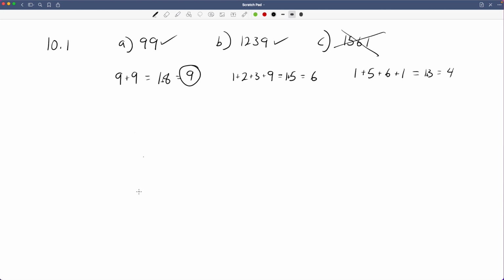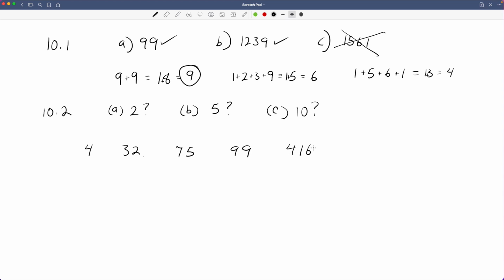All right, let's look at example problem 10.2. This question is asking us, which of the following numbers are divisible by A, 2, B, 5, and C, 10. So let's look at the numbers that were given. We have 4, 32, 75, 99, 4,165, and 4,020.